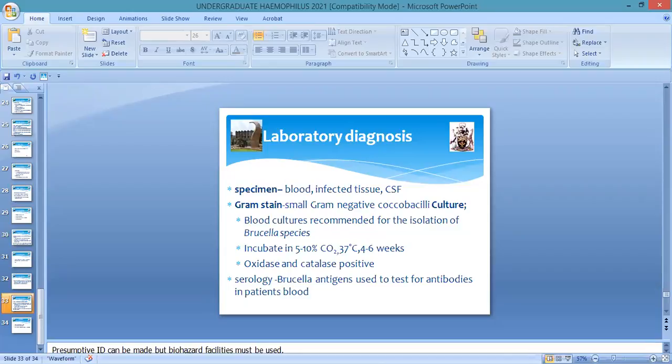So remember, again, I also need to emphasize during culture, because Brucella is also very contagious, the isolation and identification has to be done in a biohazard facility. Okay, so that you reduce the transmission level to the laboratory personnel. So this has also to be done in a biohazard facility.